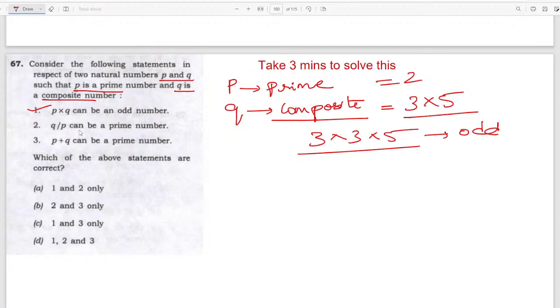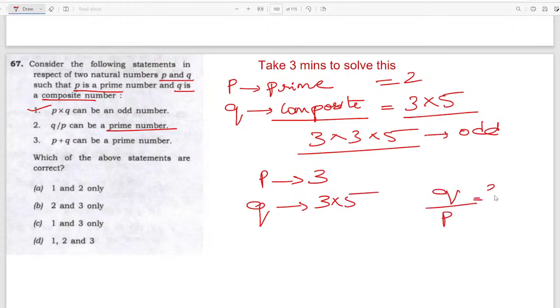And Q by P can be a prime number. So if I take P as 3 and Q as 3 into 5, then Q by P equals 3 into 5 divided by 3. So this is a prime number. Again, this can be correct.